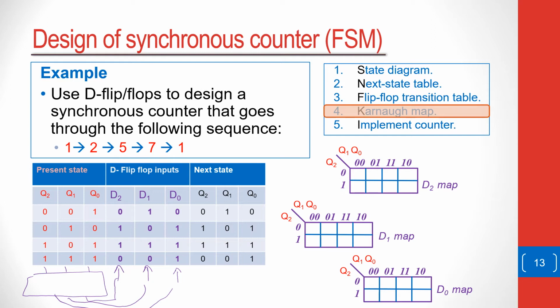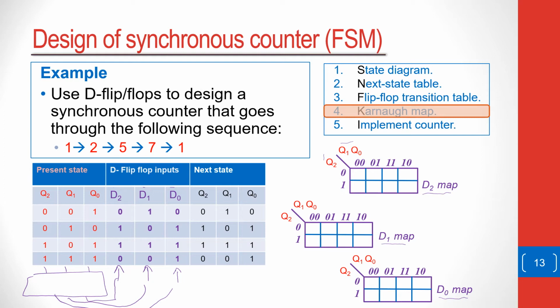Now in the process of this determination, what we need is to create a K-map for each and every one of the flip-flops. So we'll create a D2 K-map, a D1 K-map, and a D0 K-map. In these K-maps, we are going to plot the inputs, which are the present states, and how they determine our outputs, which are these D's.